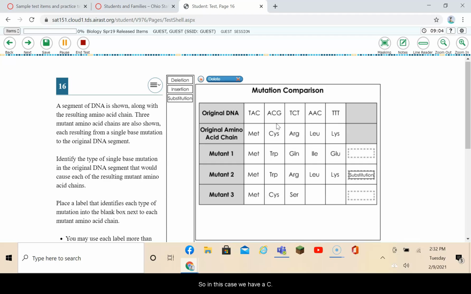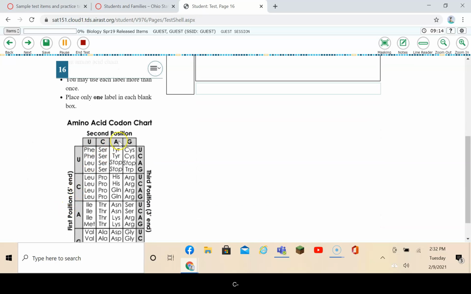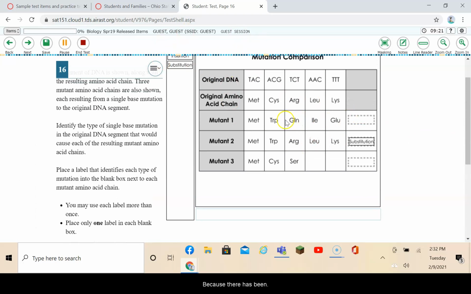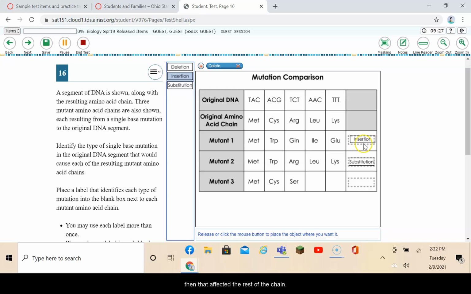So if it is an insertion, that means our C moved over to the next part of the chain. So in this case, we have a C, and we would only use these next 2 letters. So it would be C-A-G. So let's look up C-A-G, and we get the GLN, all. So what's happening is, because there has been an insertion, then that affected the rest of the chain.